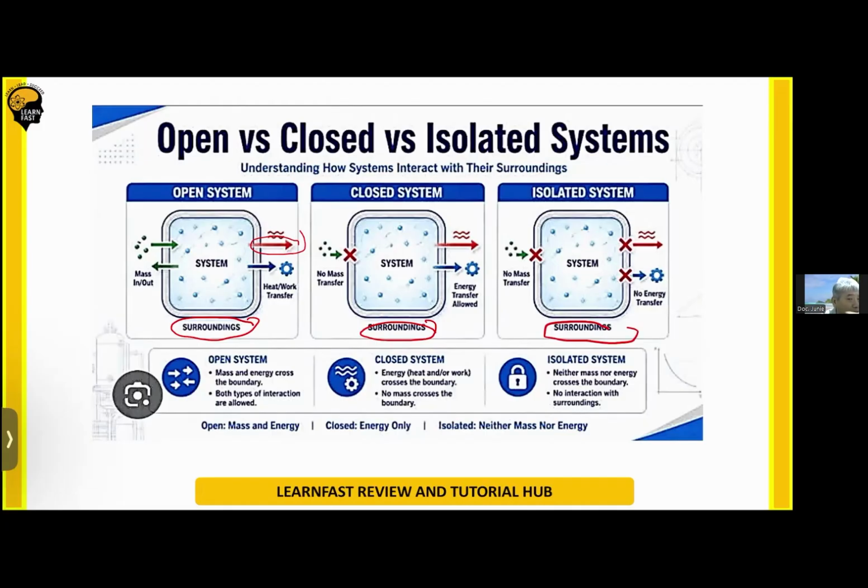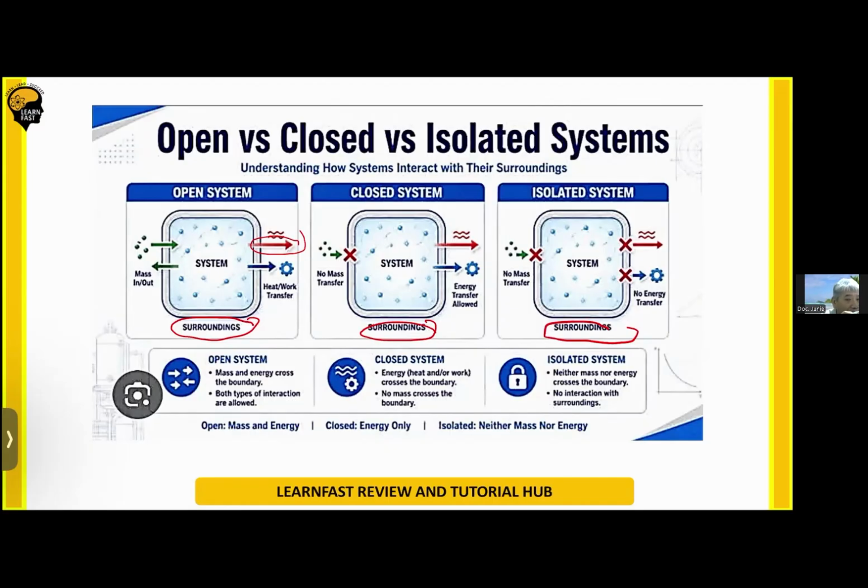Now, what is a closed system? In Tagalog, closed, sarado. Dahil sarado yung sistema, walang papasok na mass. So, there's no mass transfer. Pero, pwedeng magkaroon ng energy transfer. So, energy transfer is allowed in a closed system, but a closed system does not allow mass transfer. Then finally, isolated.